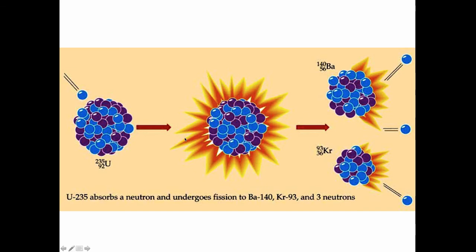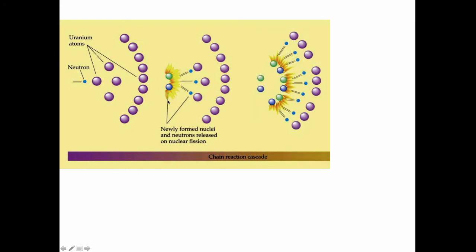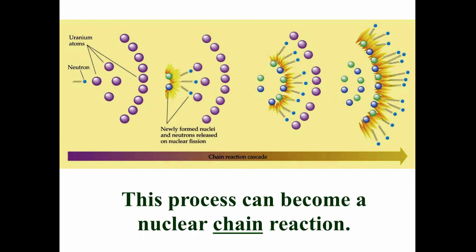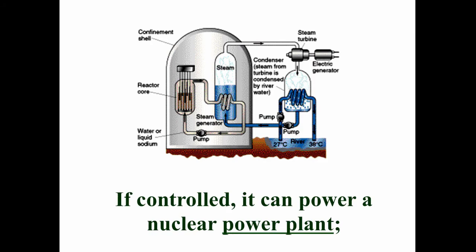And then notice, since the nucleus takes in a neutron, splits into smaller pieces, and emits several more neutrons, what can happen is we can get what's called a nuclear chain reaction. So one neutron splits one nucleus, which provides 2 or 3 more neutrons, which split 2 or 3 more nuclei, each of which then can split 2 or 3 more nuclei, and we get this sort of cascading chain reaction. And this nuclear chain reaction can power a nuclear power plant if we control it.